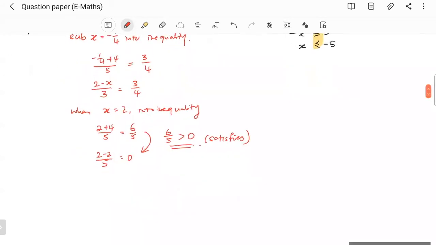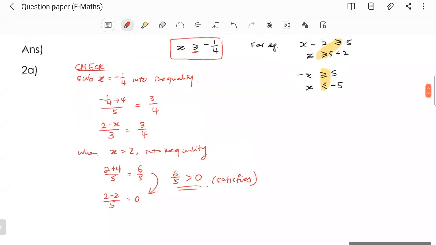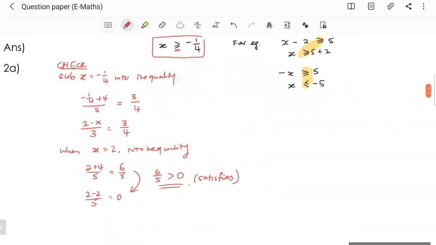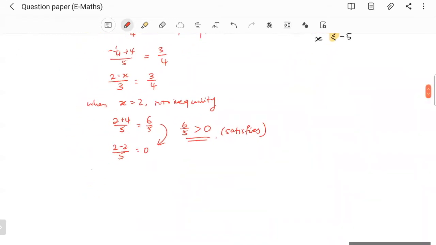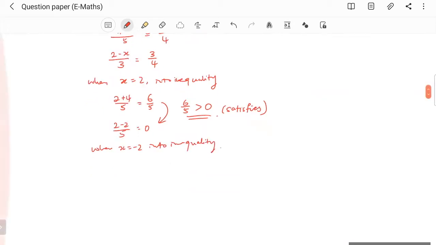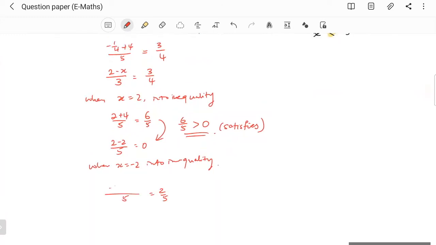Same thing, we want to find a value that doesn't satisfy the inequality, maybe when x is less than negative 1/4. For example, we write x equals to negative 2. Just type it into the calculator, we don't have to write it out. Okay, so this is just a practice. So when x equals to negative 2, we have negative 2 plus 4.